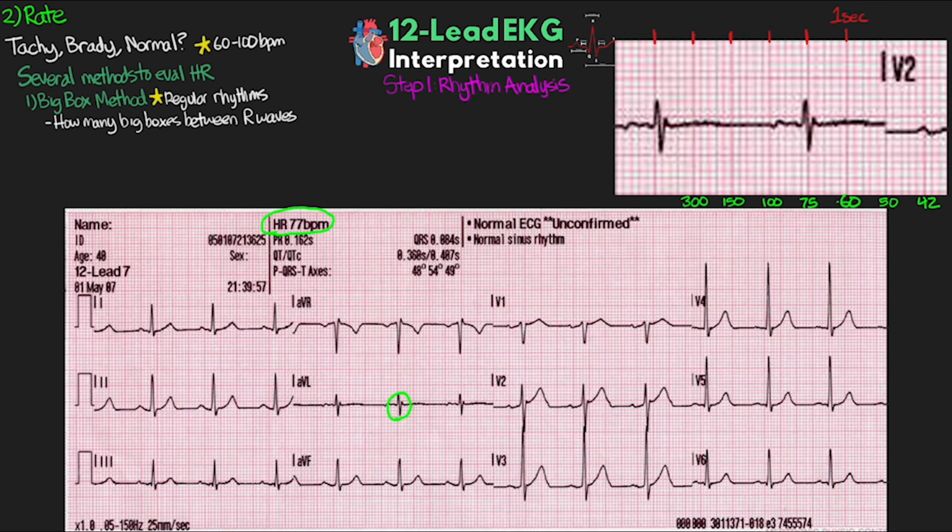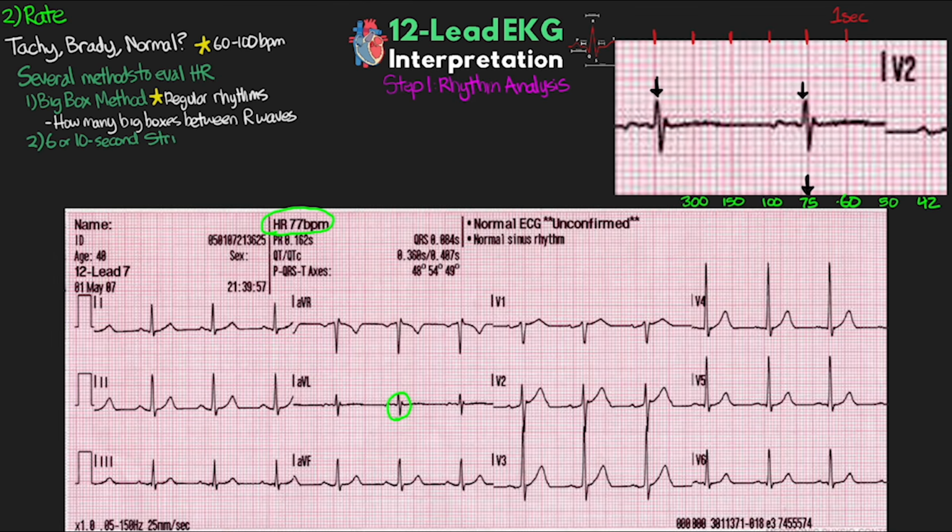So to use this big box method, all we need to do is determine how many big boxes are between the R wave that we identify that falls on the line and then the next R wave. So in our example here, we can see that the next R wave is just before the 4th big box. We know that 4 big boxes would give us a heart rate of 75, so we know that we're just faster than 75. And as we can see, the computer here says 77, so we agree with this and we know that it's correct.